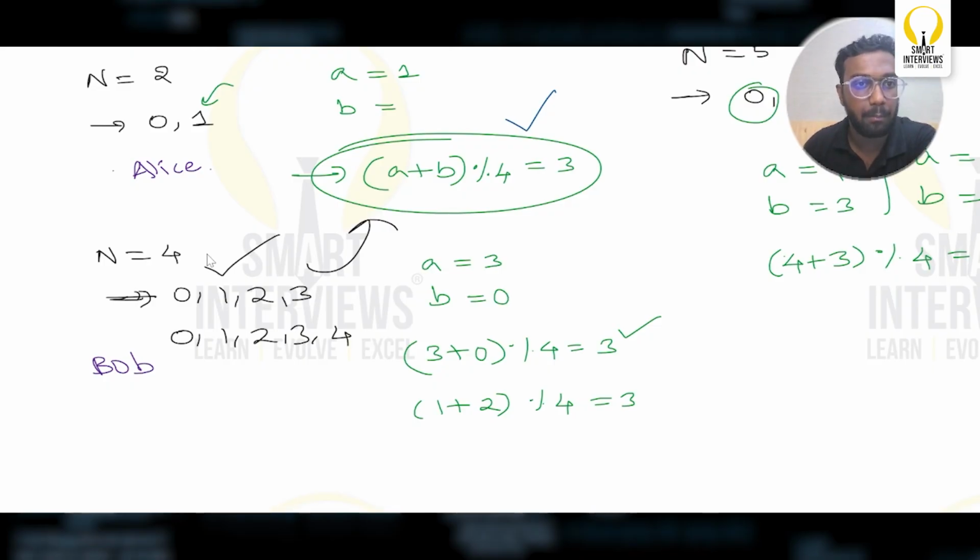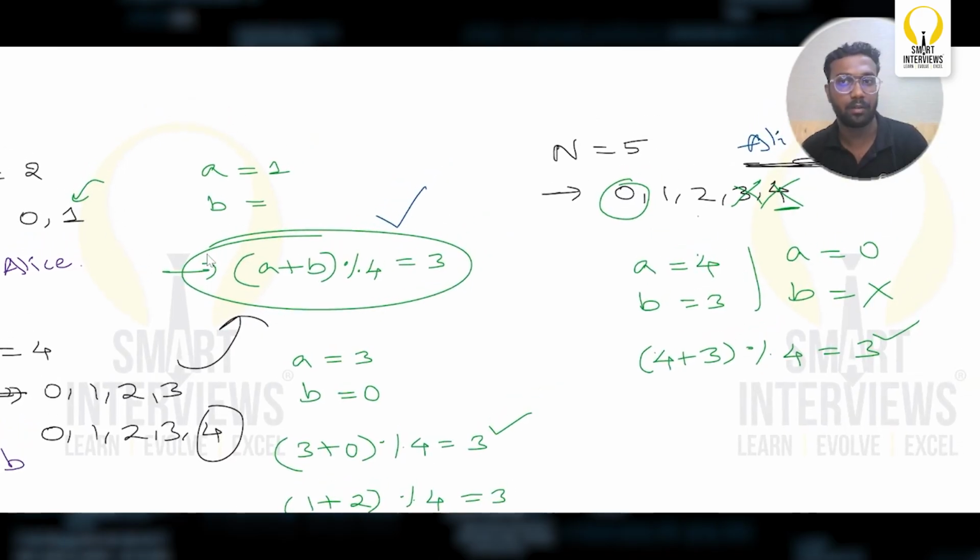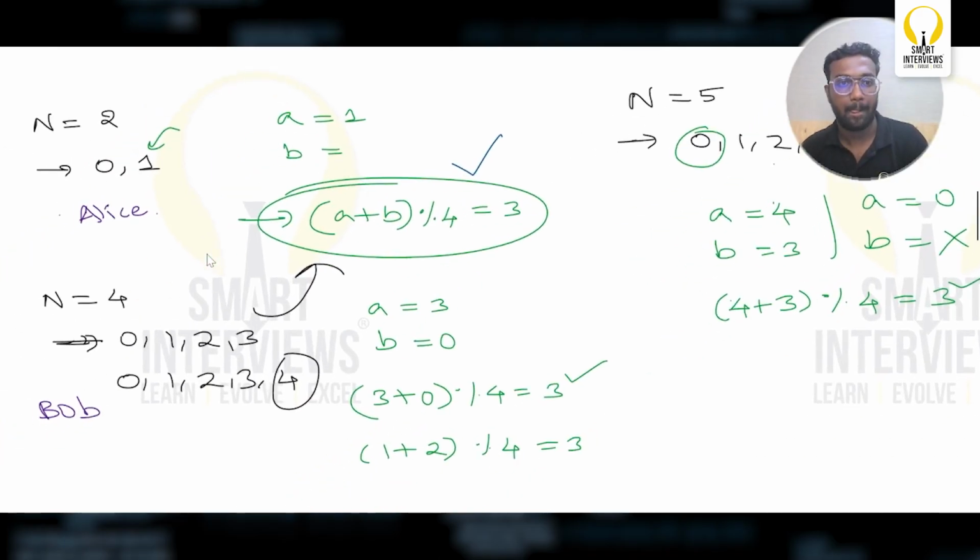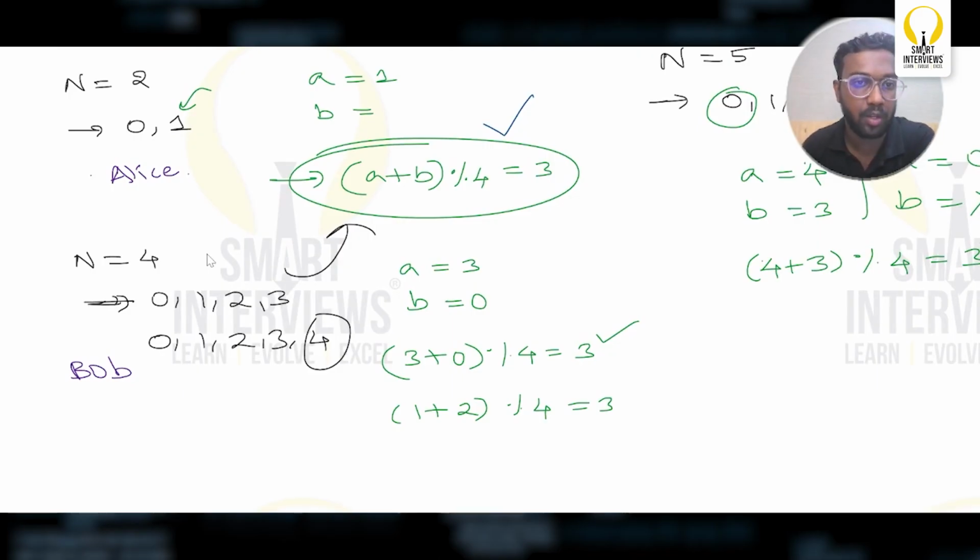Here, Alice did not have any move to make. Here, Alice has a move to make, right? Let's say this cancels out and Alice has a move to make. Alice picks 4. And Bob doesn't have any option, hence Bob loses and Alice wins when n equal to 5. I hope you have understood the logic behind it.